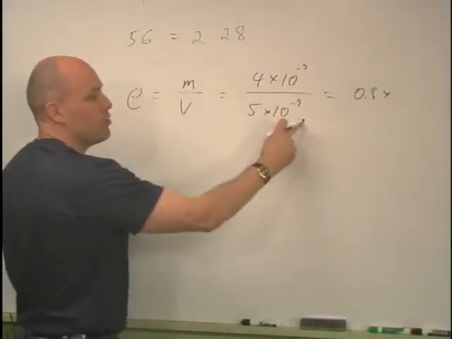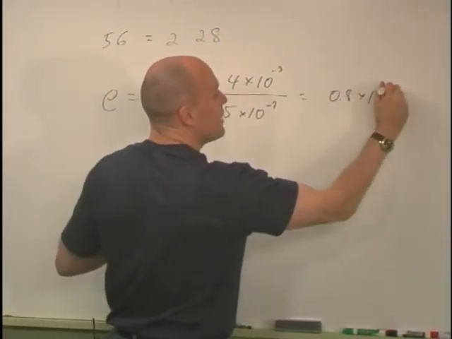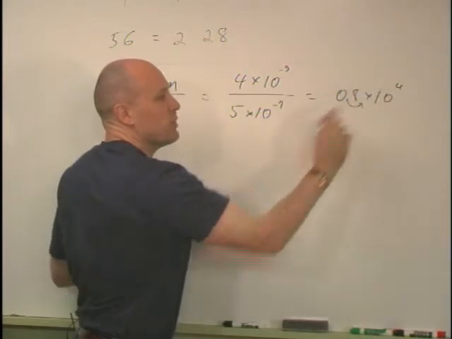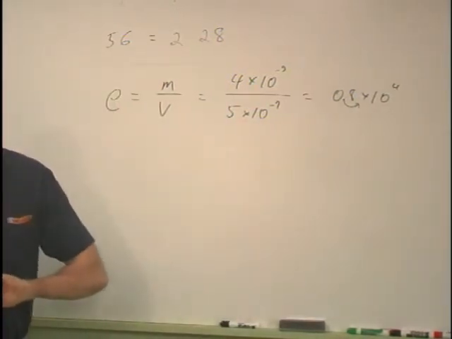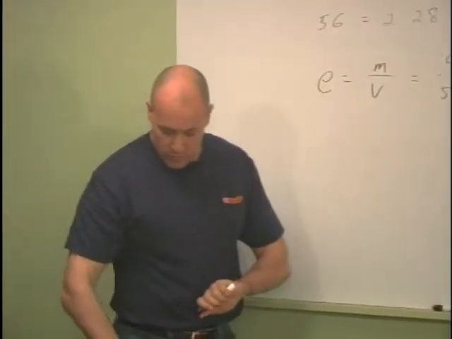And then 10 to the negative third over 10 to the negative seventh. Again, we're going to subtract negative 7, so we get 10 to the fourth. So 0.8, when we multiply this times 10 to the fourth, we get 8 times 10 to the third, or 8,000 kilograms per cubic meter, for question 45.